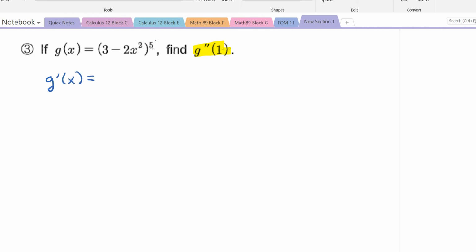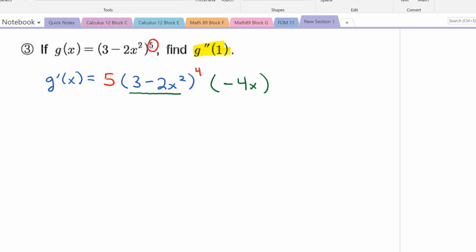All right, so let's start off with the power rule. The 5 comes out in front, and then copy out the rest of this inner term here. And then the power decreases by 1, which will give me 4. And then the chain rule states that I need to take the derivative of that inside guy, which is going to be negative 4x, and then I'll close the bracket there. Okay, so that is the first derivative.